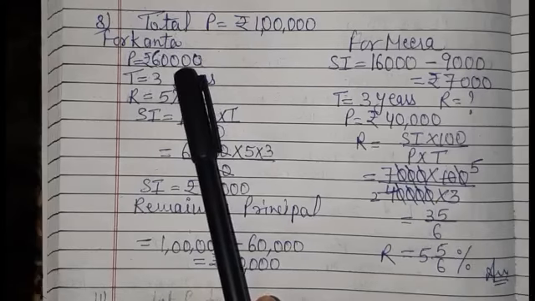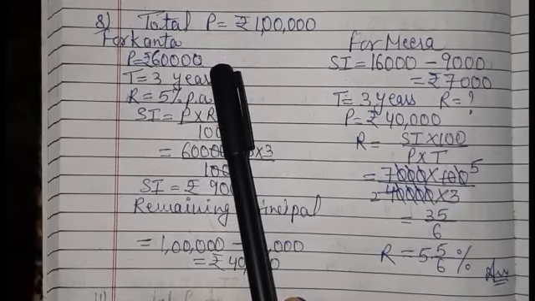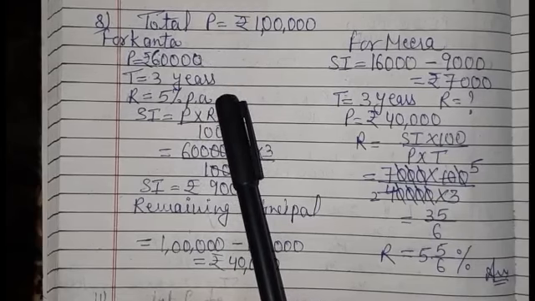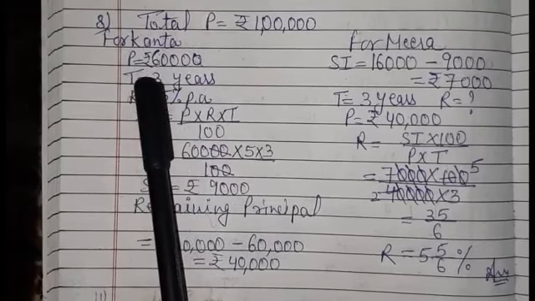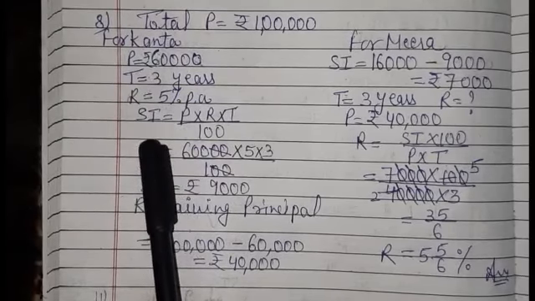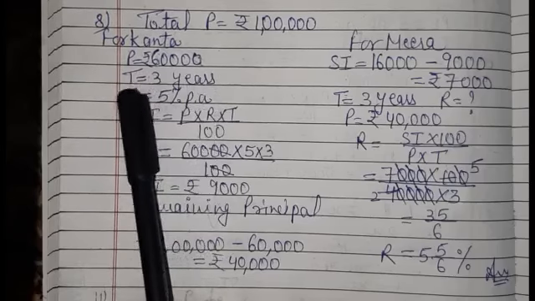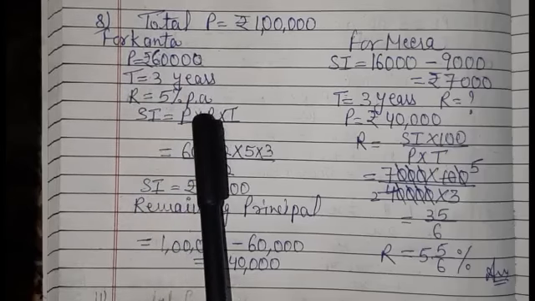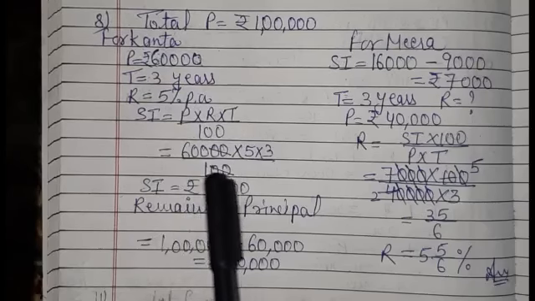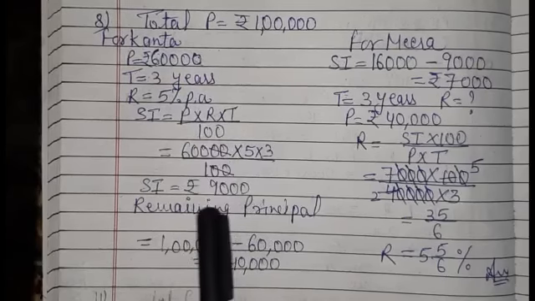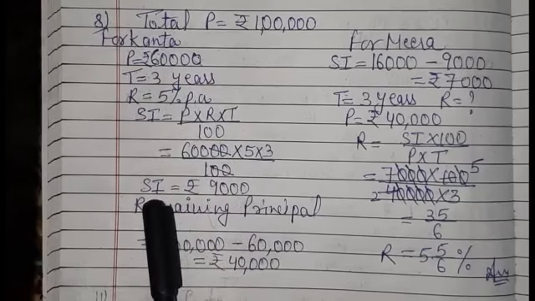Coming to the 8th numerical, they are saying Sheila had rupees 1 lakh, out of which she lent 60,000 to Kanta for 3 years at the rate of 5% per annum. So for Kanta, first calculate simple interest: principal 60,000, times 3 years, and rate of interest 5% per annum given. So when we calculate simple interest after putting values in this formula, 9,000 simple interest will come.